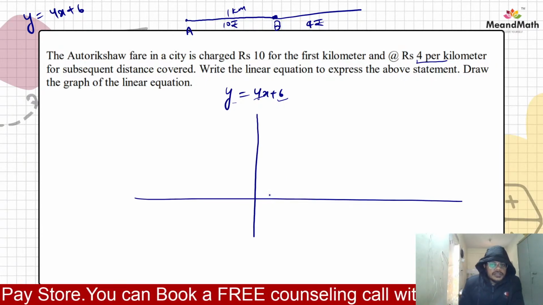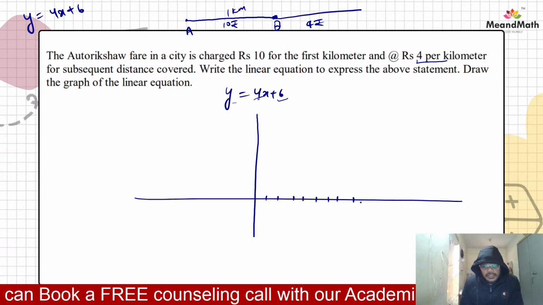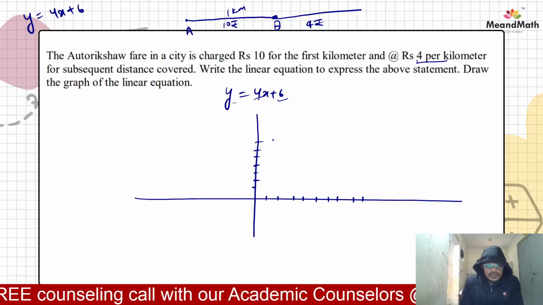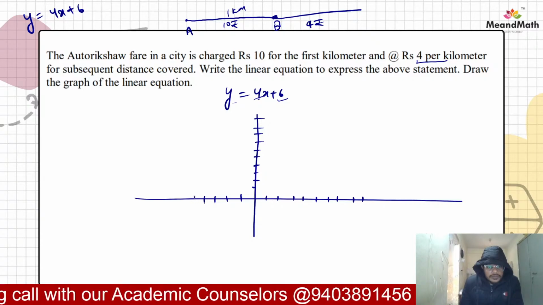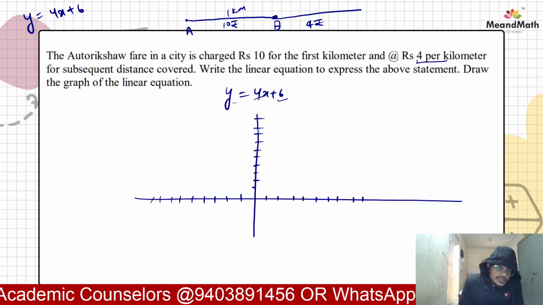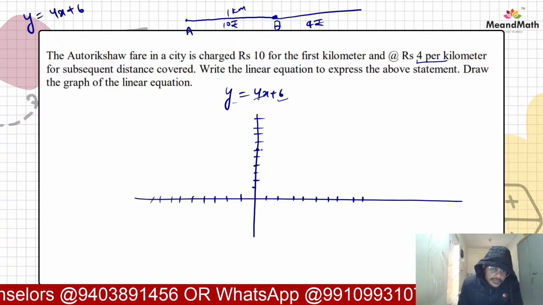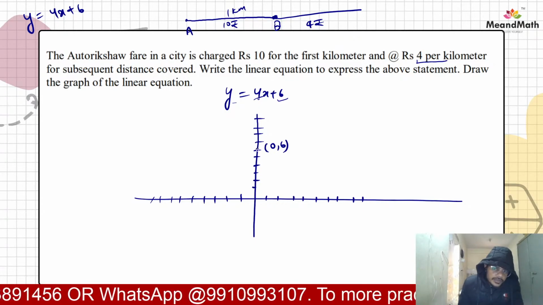Is that okay? So let's say this is 1, 2, 3, 4, 5, 6, 7, 8, 9. 1, 2, 3, 4, 5, 6, 7, 8, 9, 10. 1, 2, 3, 4, 5, 6, 7, 8, 9. Okay, so now see 6. Where is 6? 1, 2, 3, 4, 5, 6. This is the point, and this is 0 comma 6. Right? This point over here.